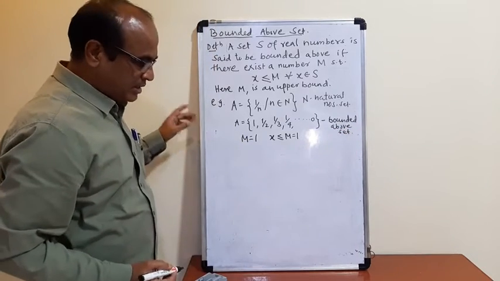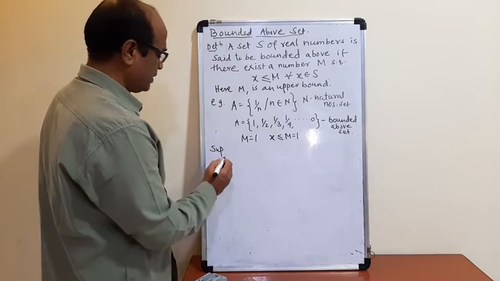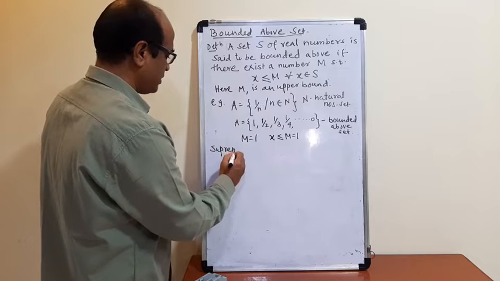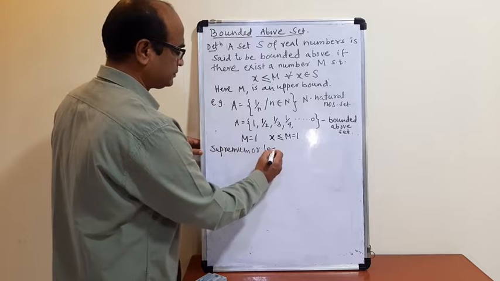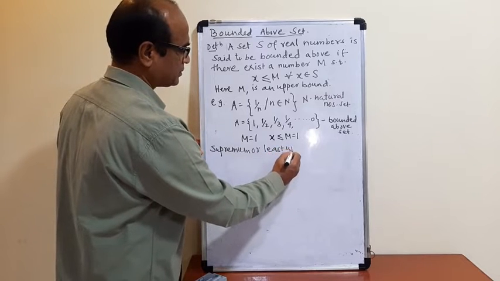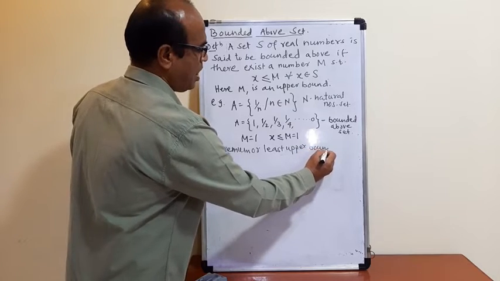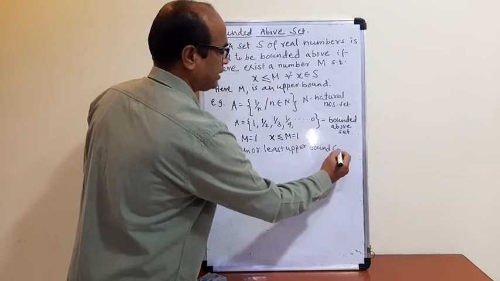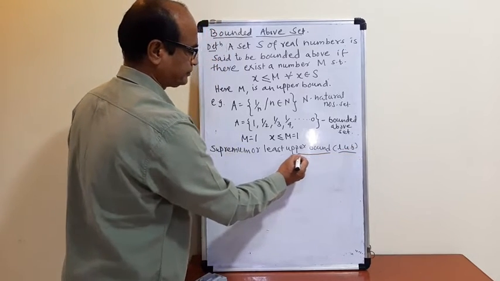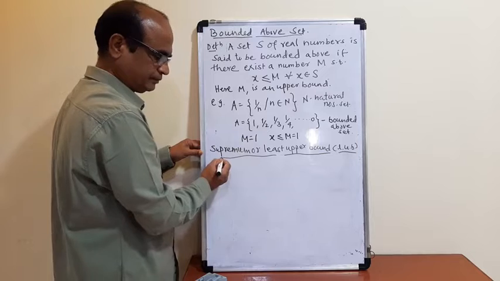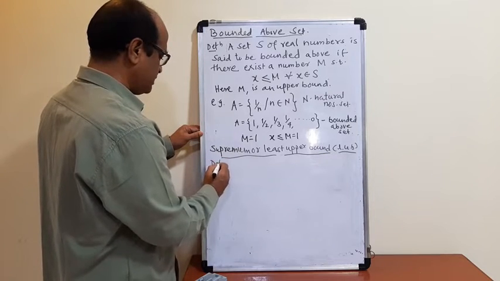Similarly, what is a supremum? What is a supremum, or least upper bound, or simply LUB? Okay, definition. What is a supremum? So what is the definition here?